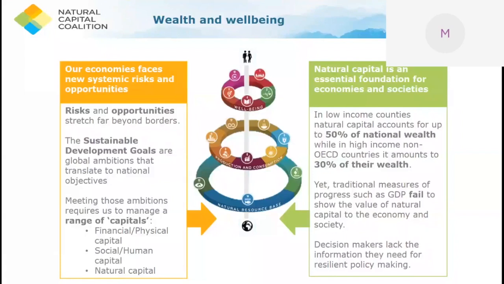For example, in low-income countries, natural capital accounts for 50% of national wealth, compared to 30% in the OECD countries. So GDP is not measuring the contribution of natural capital well, and decision makers lack information. We need to make visible the benefits that society is receiving from natural capital.